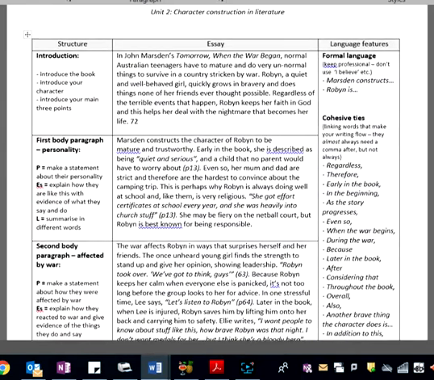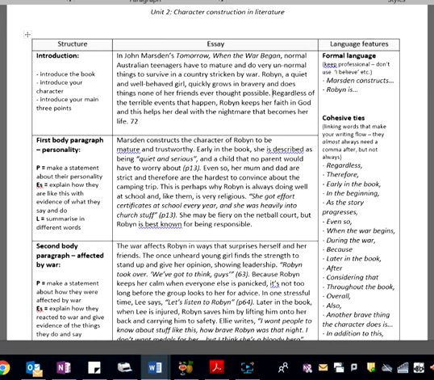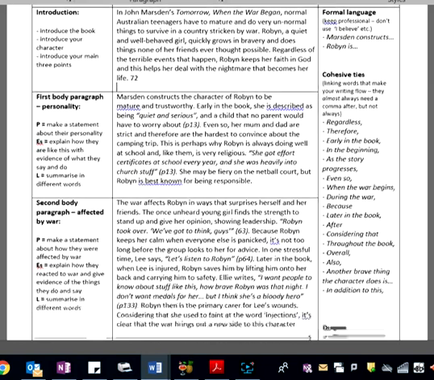My 3rd main point is, how does she develop? Do I have that? Regardless of the terrible things that happen, Robin keeps her faith in God, and this helps her deal with the nightmare that becomes her life. So I've done all 3 things. Her personality, how she reacts to war, becomes brave, does crazy things, and how does she develop? Well, it doesn't matter what happens, all of the terrible things that happen, all of the blood, all of the killing, all of the bombs, all of the explosions, Robin keeps her faith in God, and that's how she develops over the story. Done. Alright, moving on.